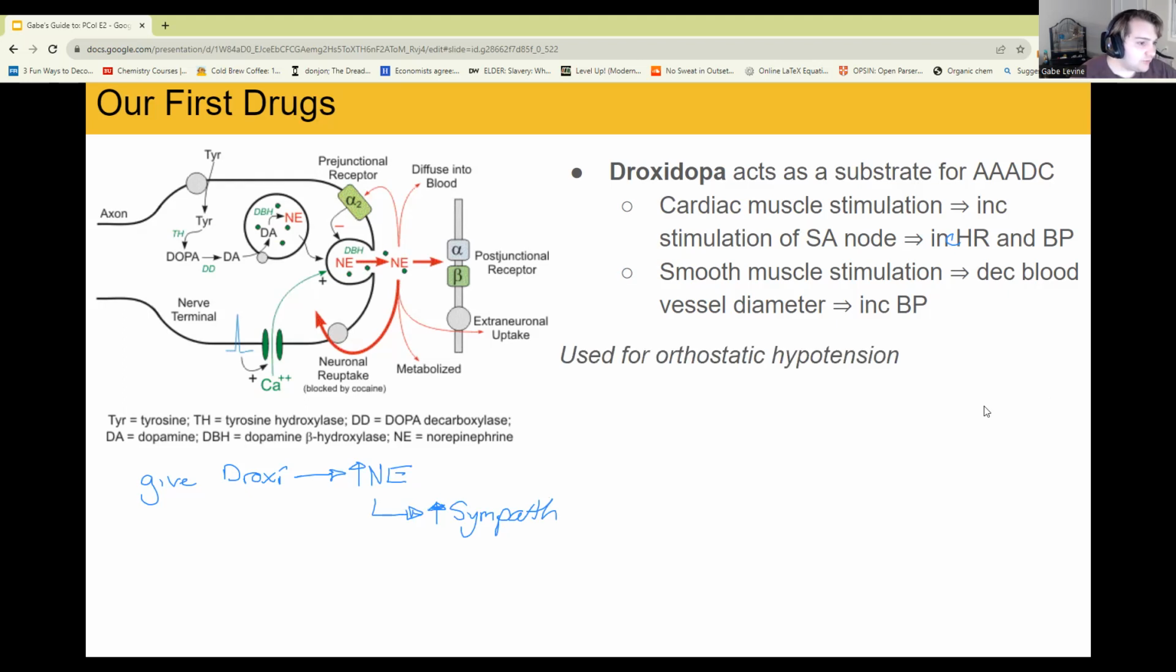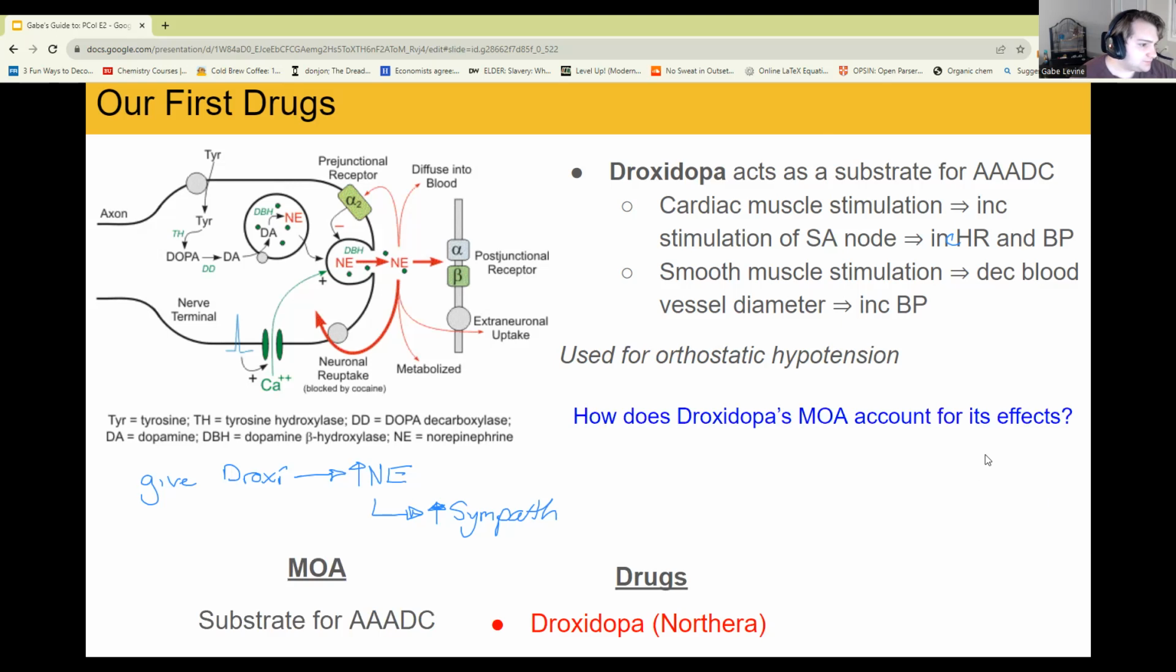Really what this would get used for is only orthostatic hypotension. So for someone whose blood pressure drops rapidly when they stand up or sit up too quickly, this is where droxidopa comes in. We have other, better drugs for orthostatic hypotension, I think, but this is the only one that acts in this way. And we talked about that. Great.